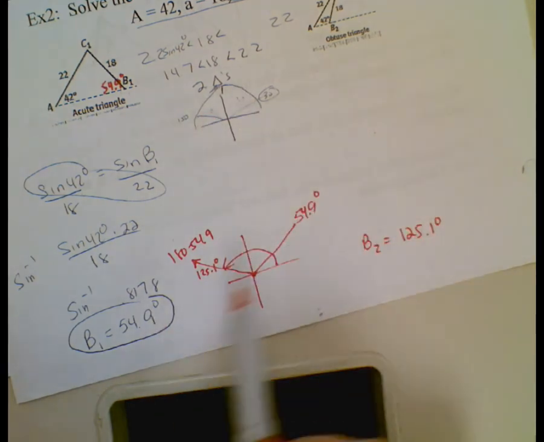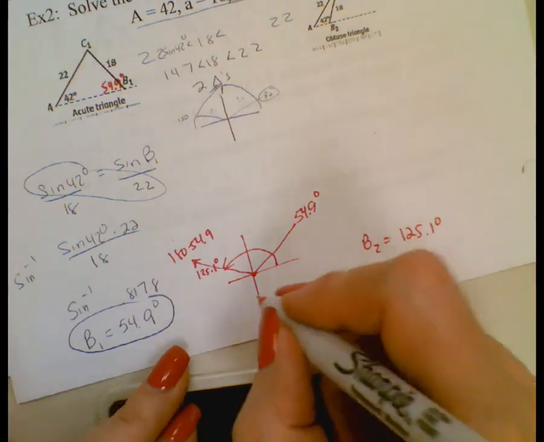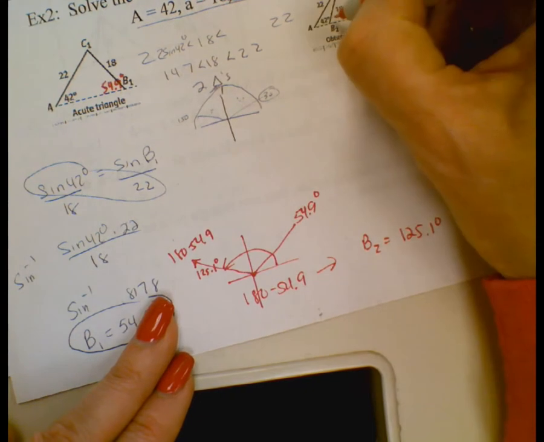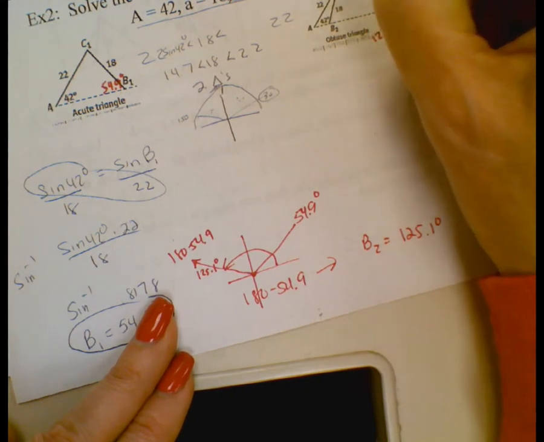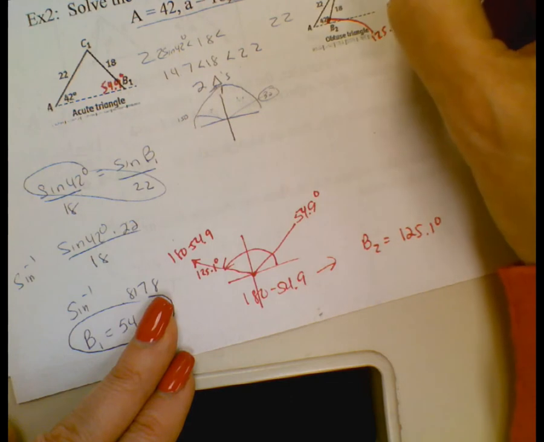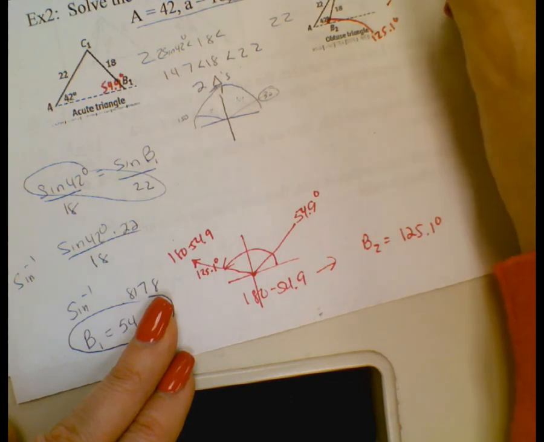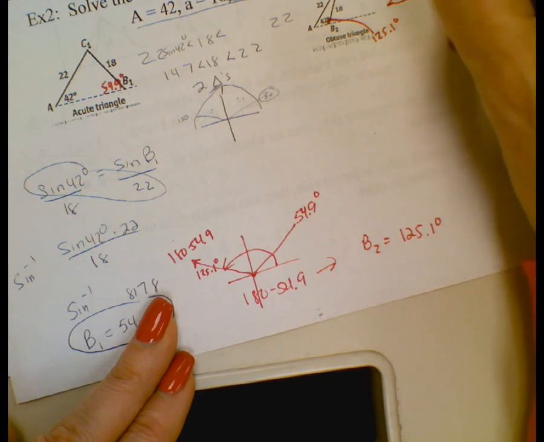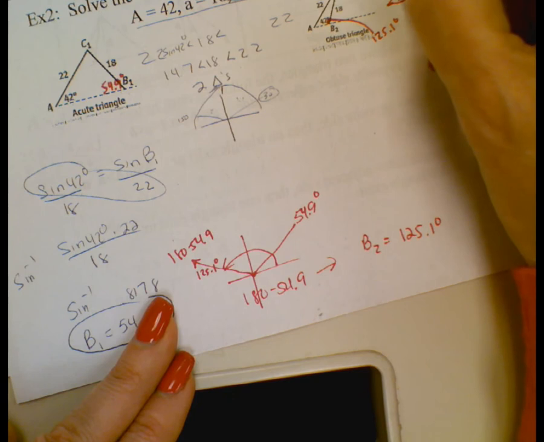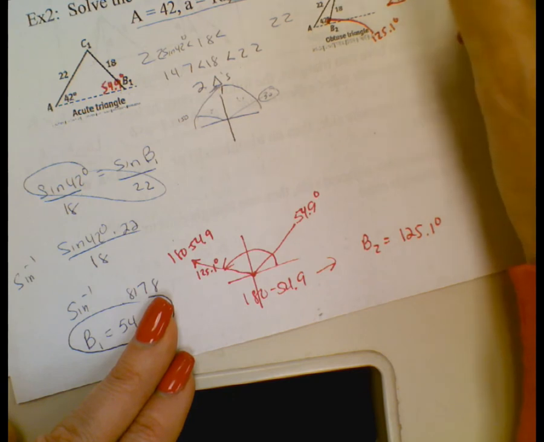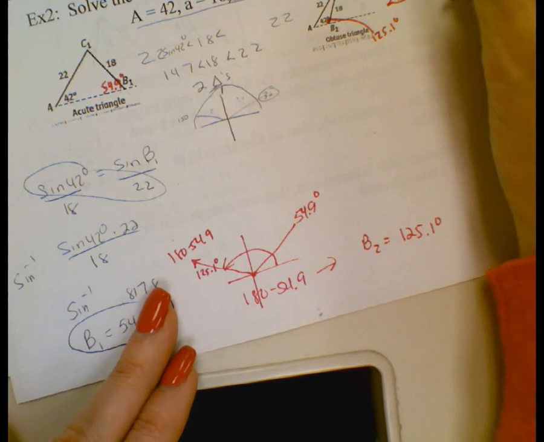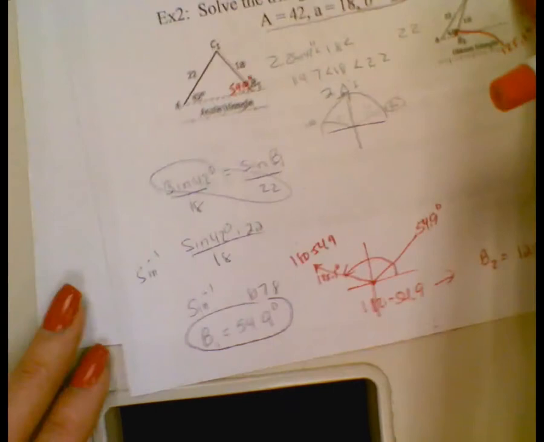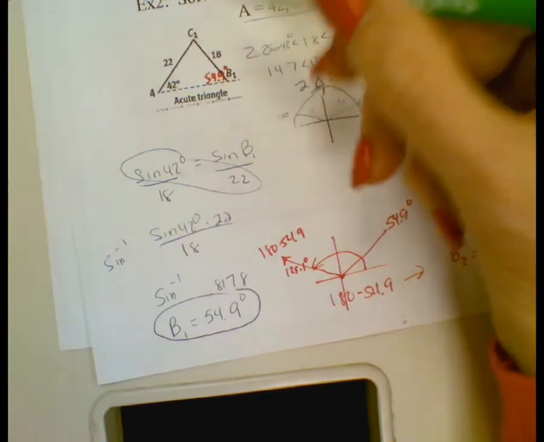So if you get 54.9, then 180 minus this is that. And that's going to go right here. 125.1 degrees goes right there. So if I do this a little bit bigger, this is 125.1, and then this one's still 42. This is still 22, this is still 18. So now we can go back to your first triangle and find C1.